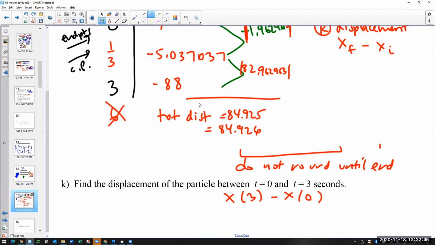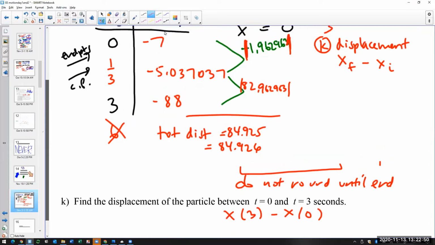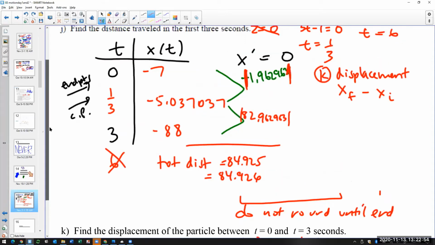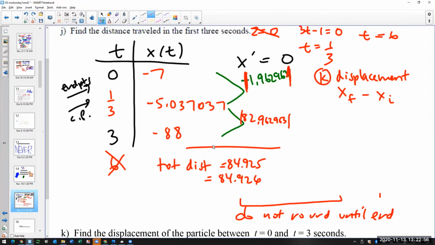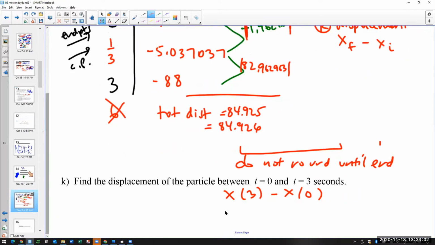What's my position when I'm at 3? Do you guys know what that is? What is my x when I'm at 3? It's right here in this chart. Negative 88. What's my x when I'm at 0? Negative 7. So all you have to do is be careful of the negatives. This is negative 88. You subtract negative 7, so that's really negative 88 plus 7. Then you get negative 81, and that is your displacement.